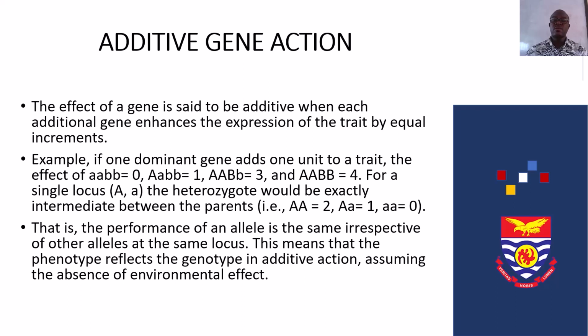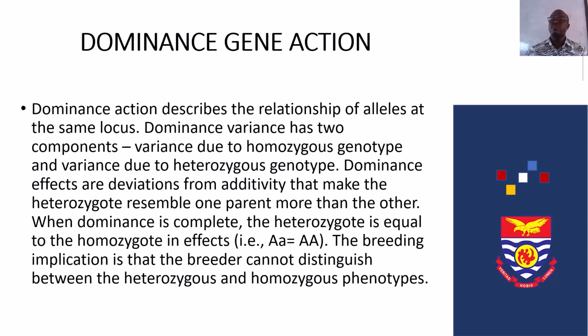That is, the performance of an allele is the same irrespective of other alleles at the same locus. This means that the phenotype reflects the genotype in additive action, assuming the absence of environmental effect. Dominance action describes the relationship of alleles at the same locus. Dominance variance has 2 components: variance due to homozygous genotype and variance due to heterozygous genotype.